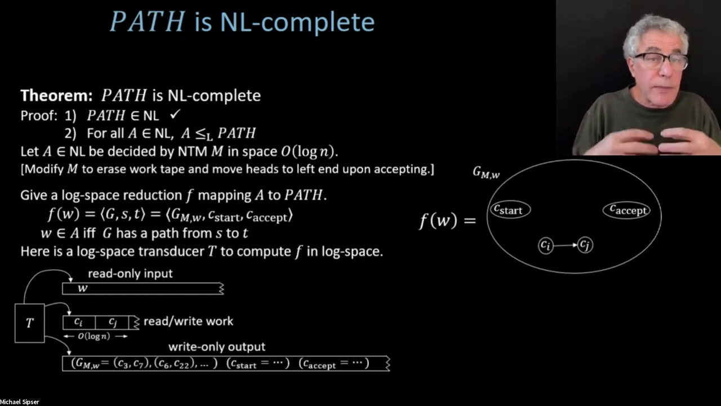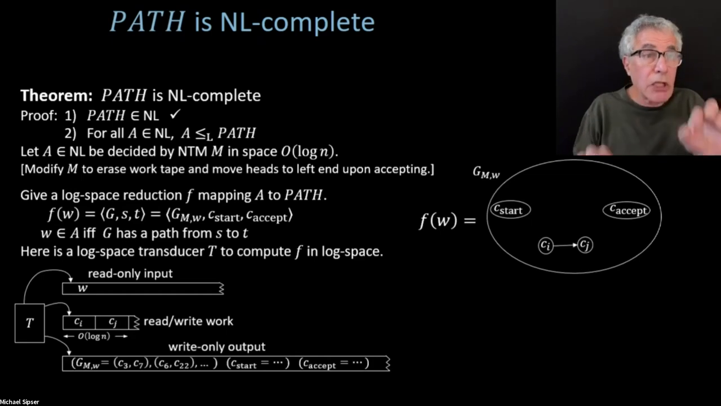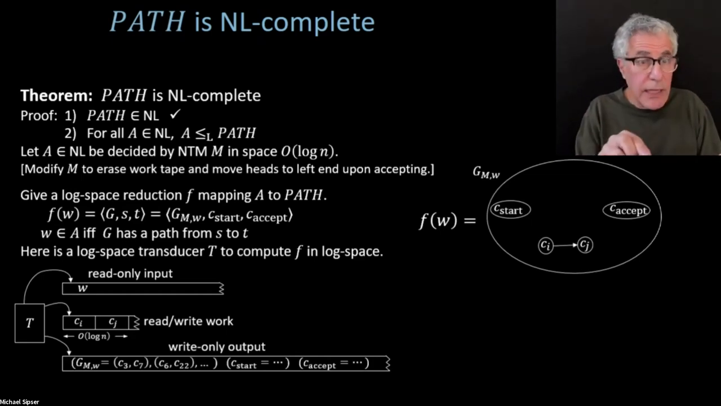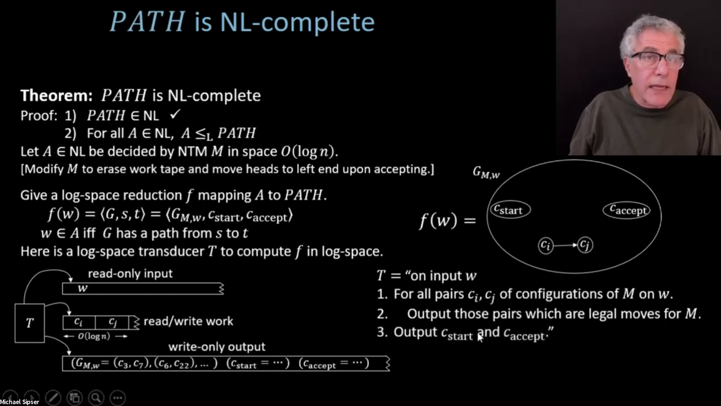Every once in a while, it's going to actually be a pair of configurations. At that point, we look at those two configurations, look at M, and see, can this configuration go to that configuration? If yes, you print it out on the output tape. If no, you just move on to the next pair of configurations. And then at the end, you write down the start and accept configurations. So I've indicated that here.